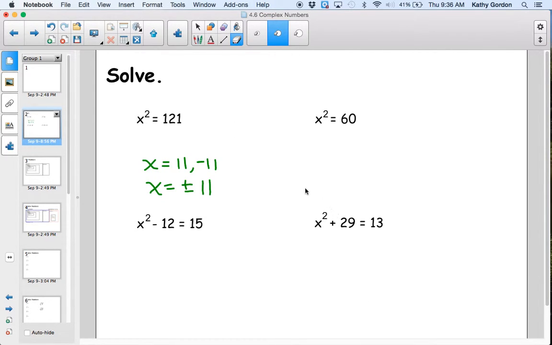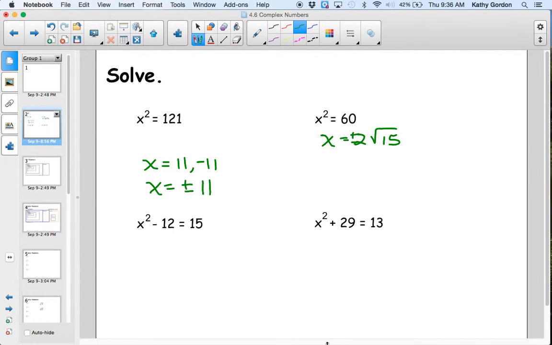Okay? Now, when I take the square root of both sides in my next one, what do we get, Emma? 2 times the square root of 15. Okay, and why did you say that's your answer? There's another answer. Oh, okay, my bad. Okay, so plus or minus, we need positive or negative, good.